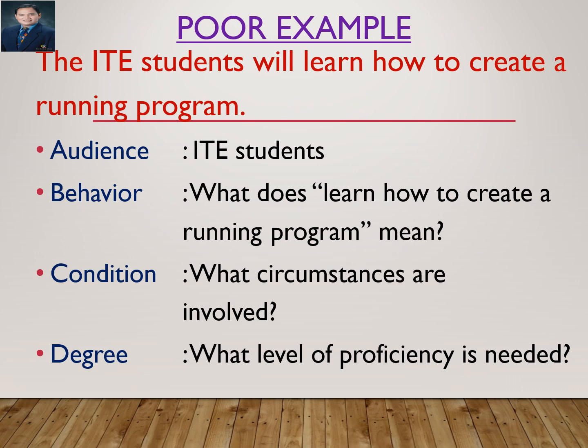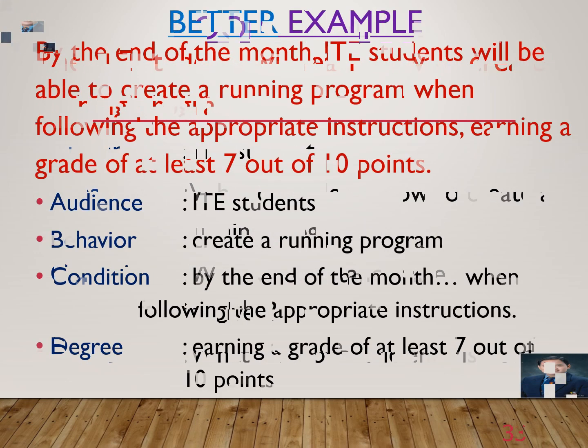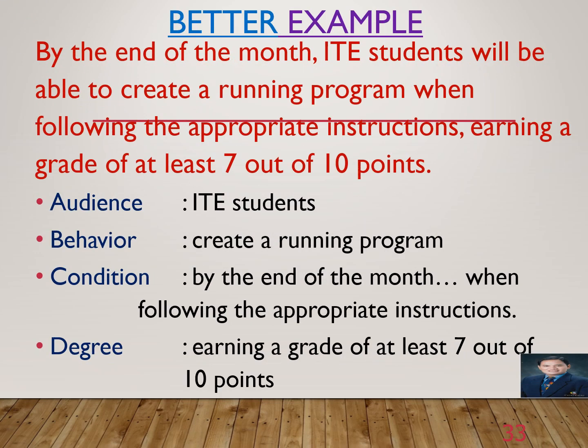The ITE students will learn how to create a running program. So ITE students, the audience. The behavior: what does learn how to create a running program mean? Condition: what circumstances are involved? Degree: what level of proficiency is needed? Maybe it's better: by the end of the month, IT students will be able to create a running program when following the appropriate instructions, earning a grade of at least 7 out of 10 points. So, audience, IT students; behavior, creating a running program; condition, by the end of the month when following the appropriate instructions; and degree, earning a grade of at least 7 out of 10.